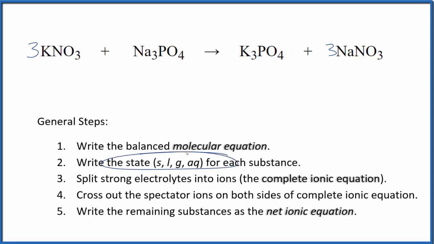Now we can write the state for each substance. If you know your solubility rules, potassium compounds and compounds with this nitrate ion here, very soluble. So we'll put an AQ there to show that it's aqueous, dissolved in water, and splits up into its ions. Sodium compounds also very soluble, even though in general phosphates aren't soluble. If you have sodium phosphate or potassium phosphate, group 1 elements, that will be soluble. Here we have potassium phosphate, that's in group 1, so that would be soluble.